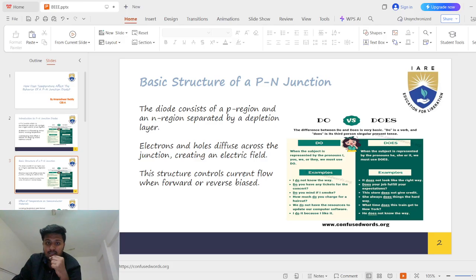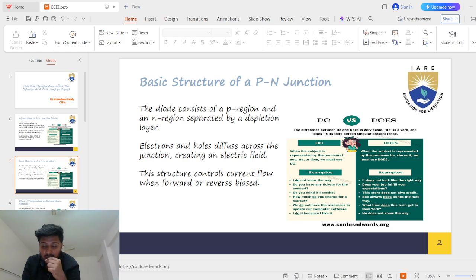Next, the basic structure of a PN junction diode. A diode is made up of two parts, a P region which has more positive charge carriers called holes and an N region which has more negative charge carriers called electrons. When the diode is forward biased, positive connected to the P side and negative to the N side, the barrier becomes smaller and current flows easily. When the diode is reverse biased, connections are reversed.